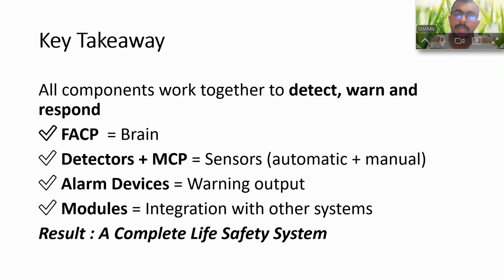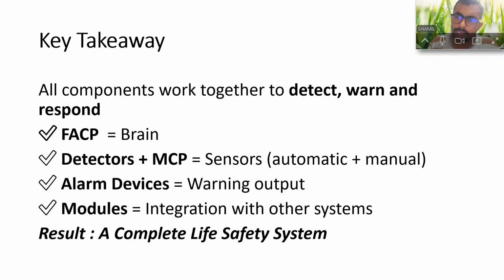To summarize, all the components of the fire alarm system are used to detect, warn, and respond. The FACP is like the brain of the system. The detectors and the MCP are sensors. There are two types: automatic sensors and manual sensors. The MCP is the manual sensor, and the detectors belong to the automatic sensors.